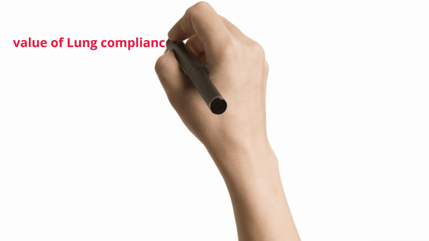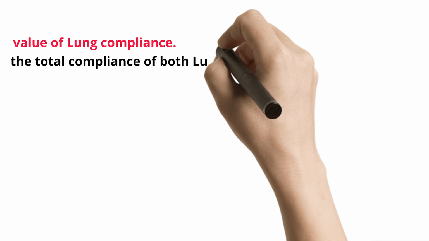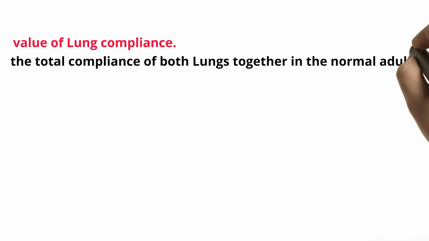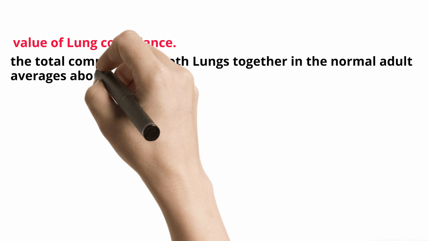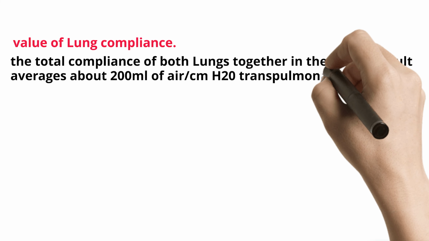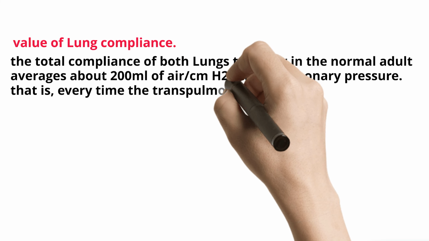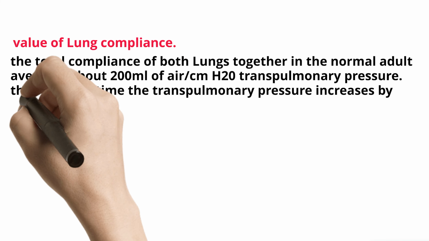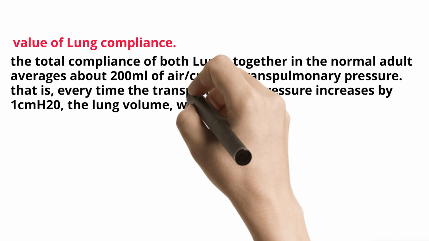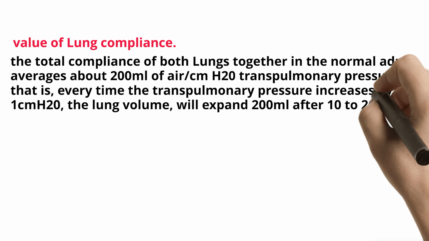3. Value of lung compliance. The total compliance of both lungs together in the normal adult averages about 200 milliliters of air per centimeter water transpulmonary pressure. That is, every time the transpulmonary pressure increases by 1 centimeter water, the lung volume will expand 200 milliliters after 10 to 20 seconds.